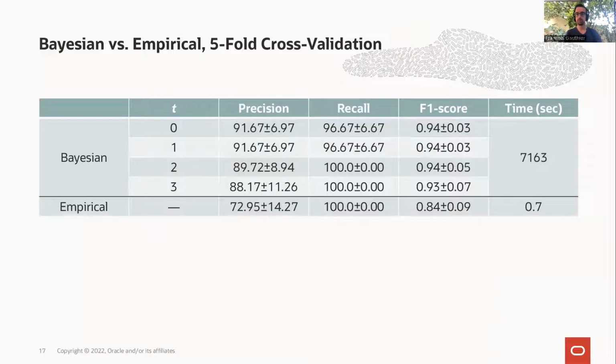reject more benign chains. So let's look at T equals 2. We achieve a recall of 100%, just like the empirical approach, but we gain roughly 16% of precision. The drawback of this approach is that the training time is much higher, around 2 hours to train all those Markov models. So it's quite a costly operation, but training is done only once, and then at runtime, it's really just a matter of calculating the probabilities, which is quite fast.